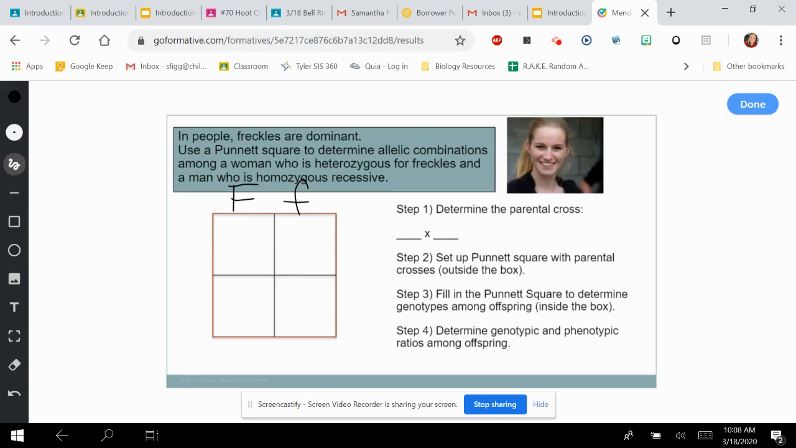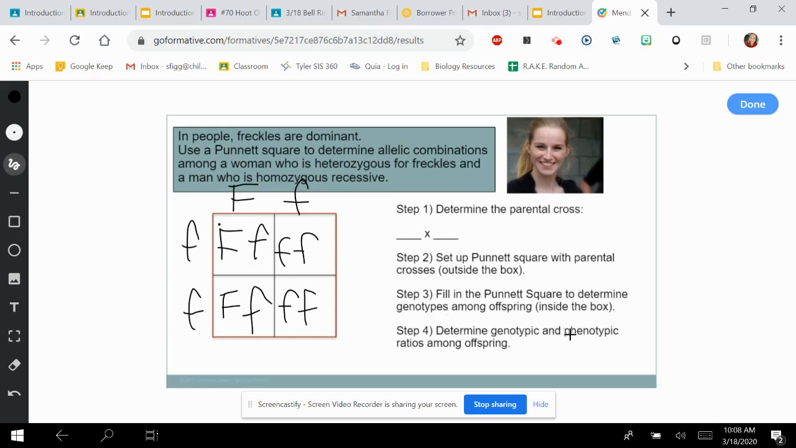Then we know the man is homozygous recessive. So he has to have, homozygous means they're the same, and they must both be little letters. Then you run your cross. The capital letters should always go in the front. So I tend to drag my capital letters through first. So these two both will get a capital F. And then all of the other letters in the combination are going to be lowercase f's.